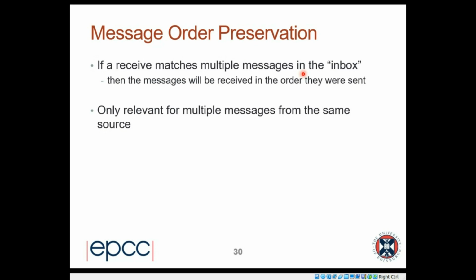So we take it for granted, but message order preservation is actually quite important in MPI. It's only relevant for multiple messages from the same source. This is message order preservation between communications between one sender and one receiver. MPI doesn't guarantee anything about messages coming from multiple sources; it doesn't make sense to talk about that. But between a sender and a receiver, the messages will be received in the order they were sent.